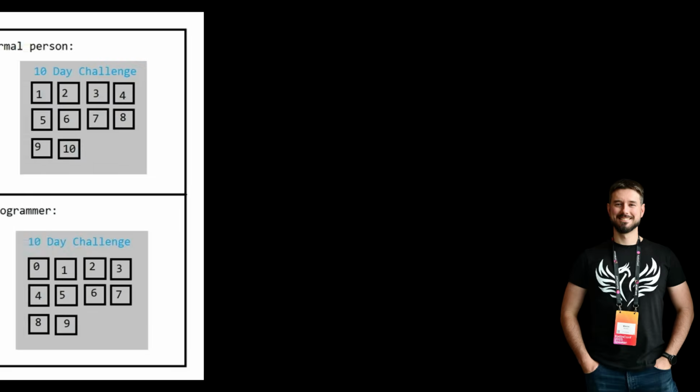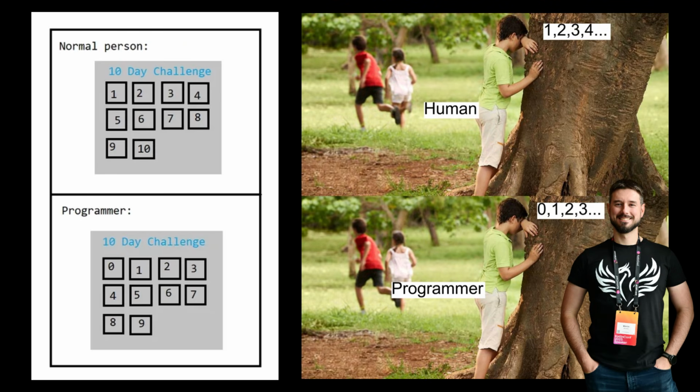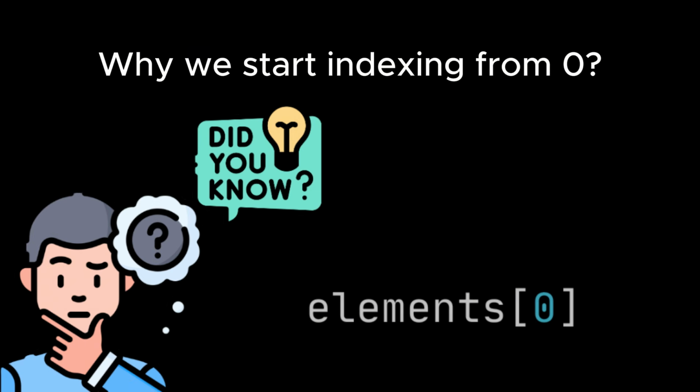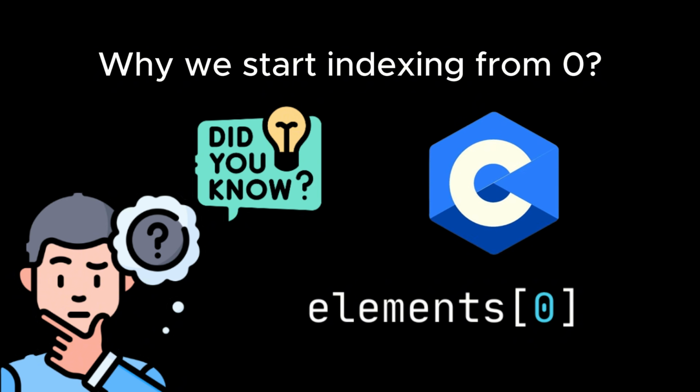The fact that programmers start counting from 0 instead of from 1 is so well known it became a meme. But do you know why is it so? There are two key reasons, both of which made a lot of sense in the C programming language, that solidified this convention. The first one relates to memory consumption.